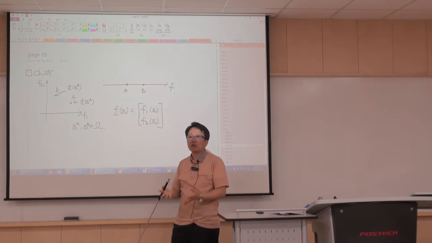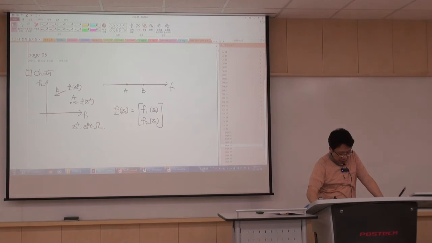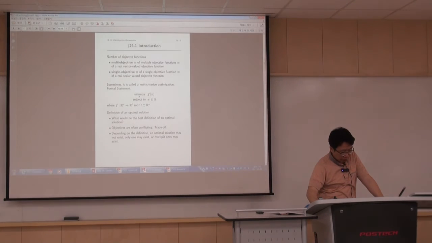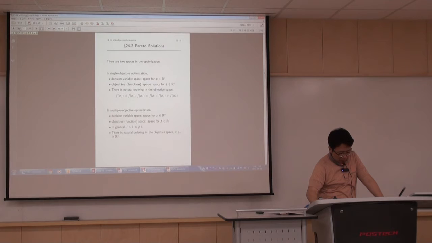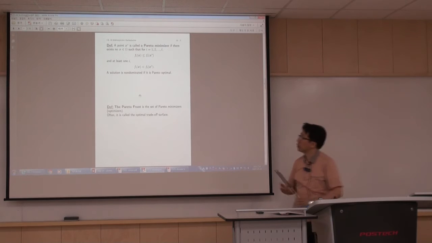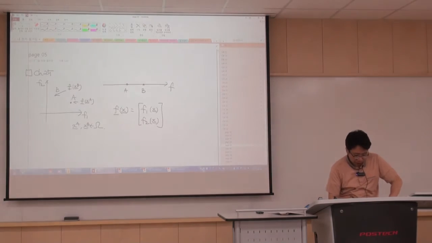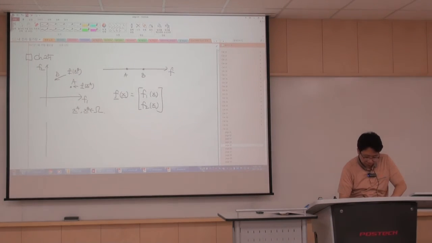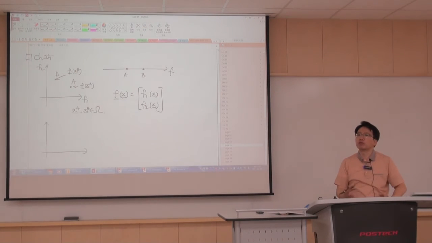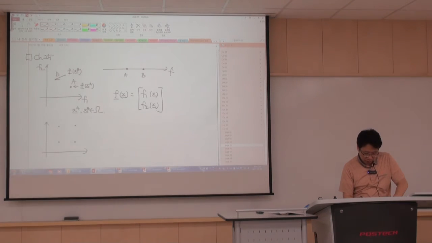We need some way to compare. So the simplest way is to use this property. Okay. Consider, let me give you a motivating example. Suppose you want to minimize the length of a vector, okay? And suppose you have 4 points like this, okay?